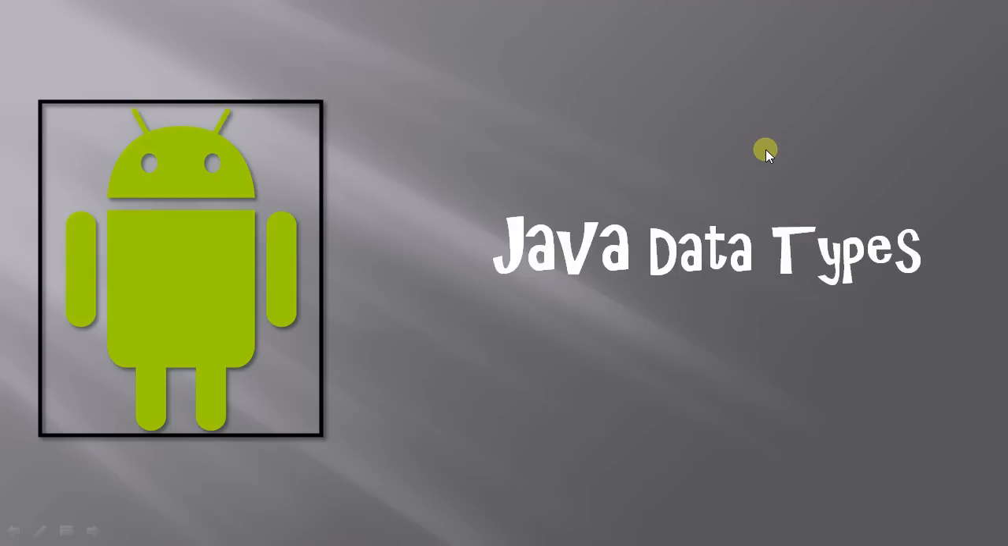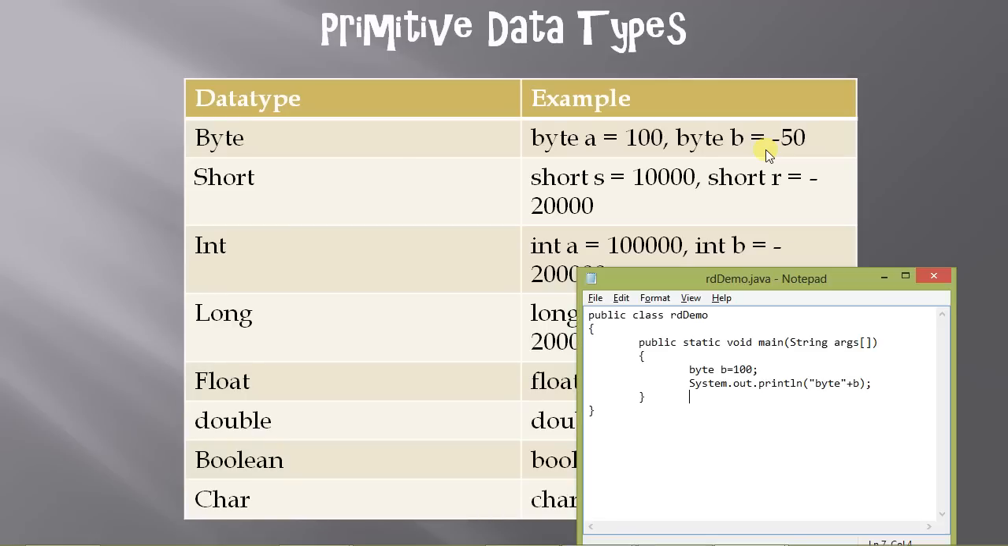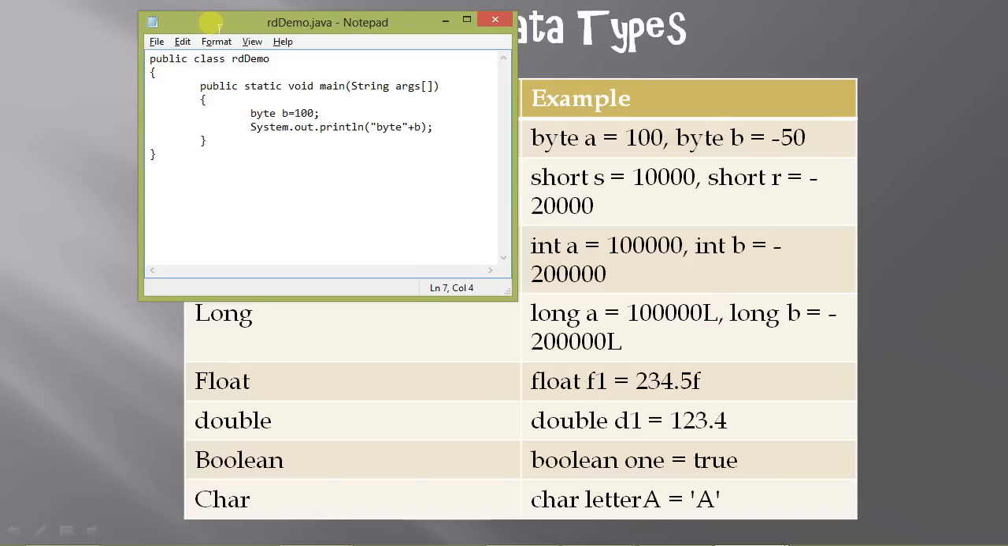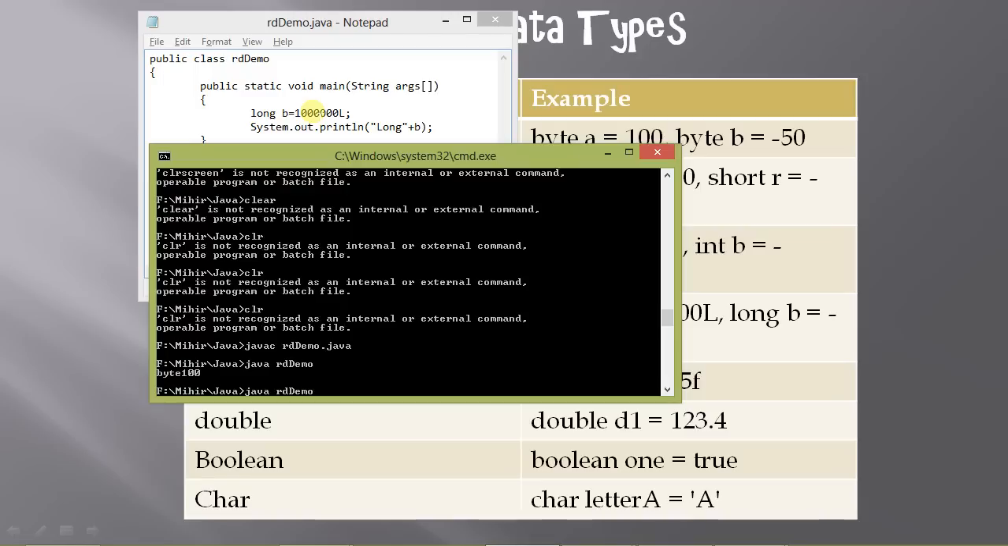Now let's check for long. You can see here that while assigning the value to long, you have to write L at the end. So long b equal to, passing two more zeros, and here we are writing capital L and it's for the long. Okay guys, so now let's run it.